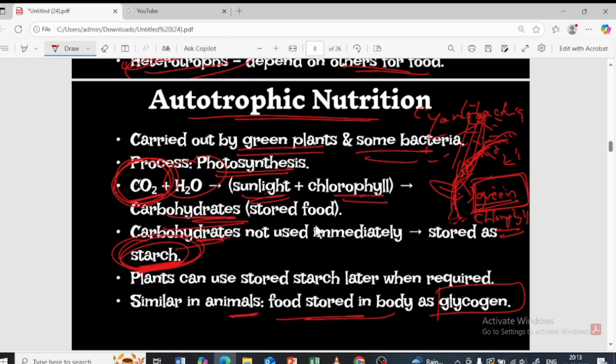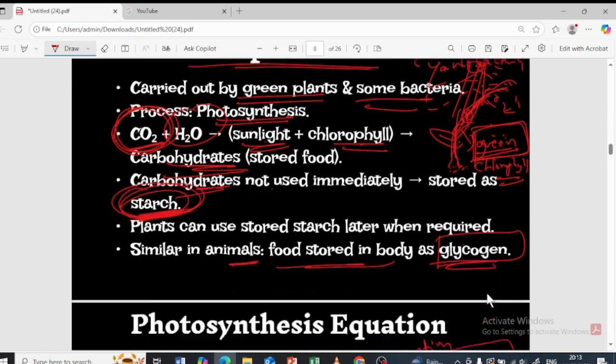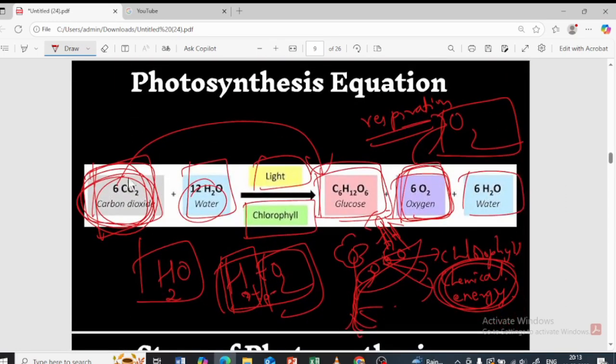These carbohydrates will be stored in the form of starch in the plants, whereas in animals it is stored in the form of glycogen. This is the photosynthesis equation. The carbon dioxide is taken up from the atmosphere, which is exhaled by human beings. Then the water is obtained from the leaf.